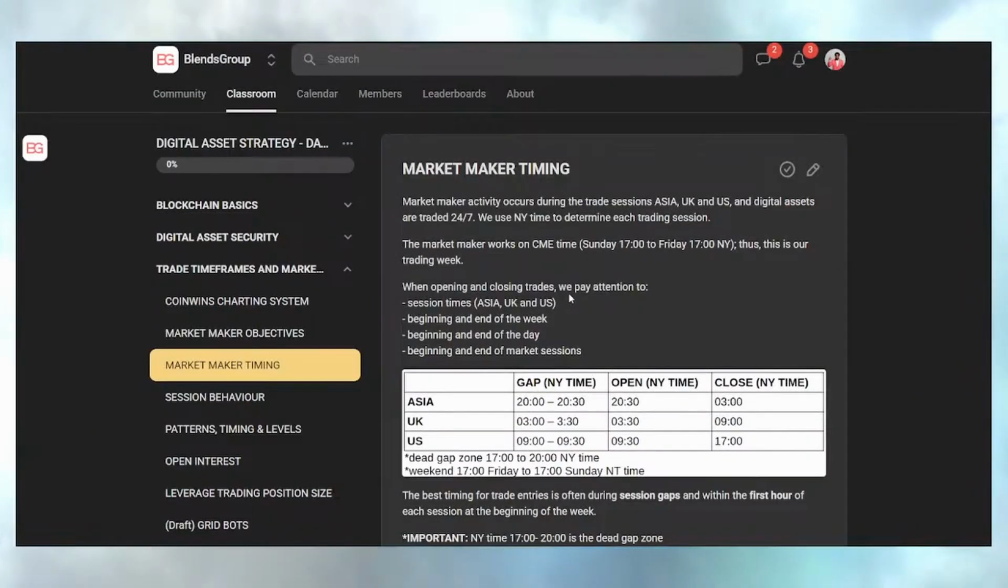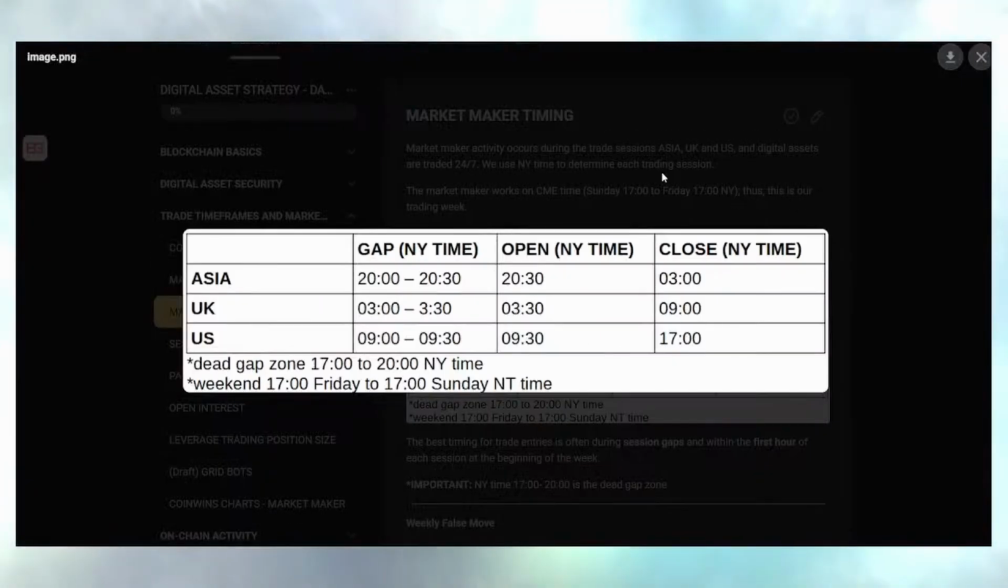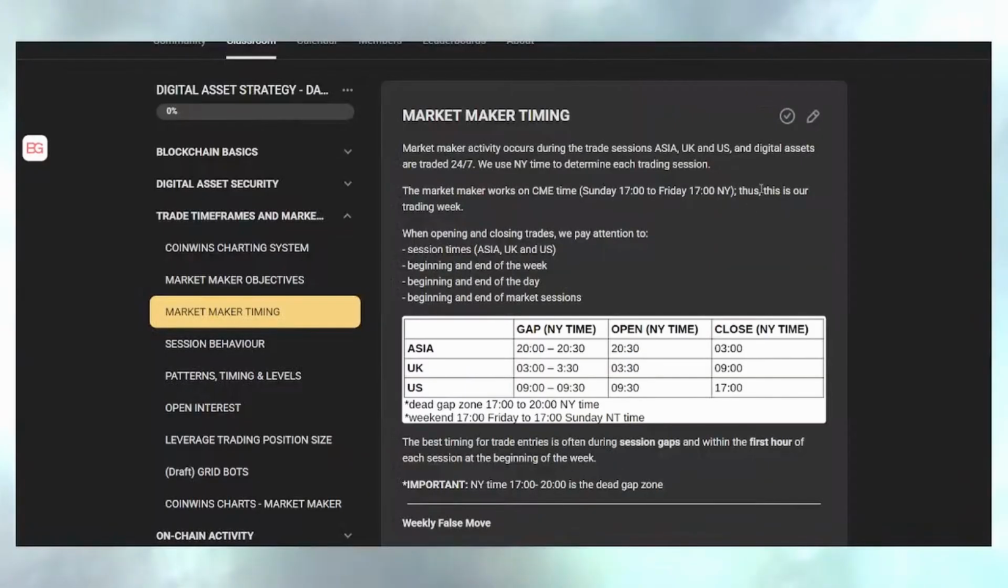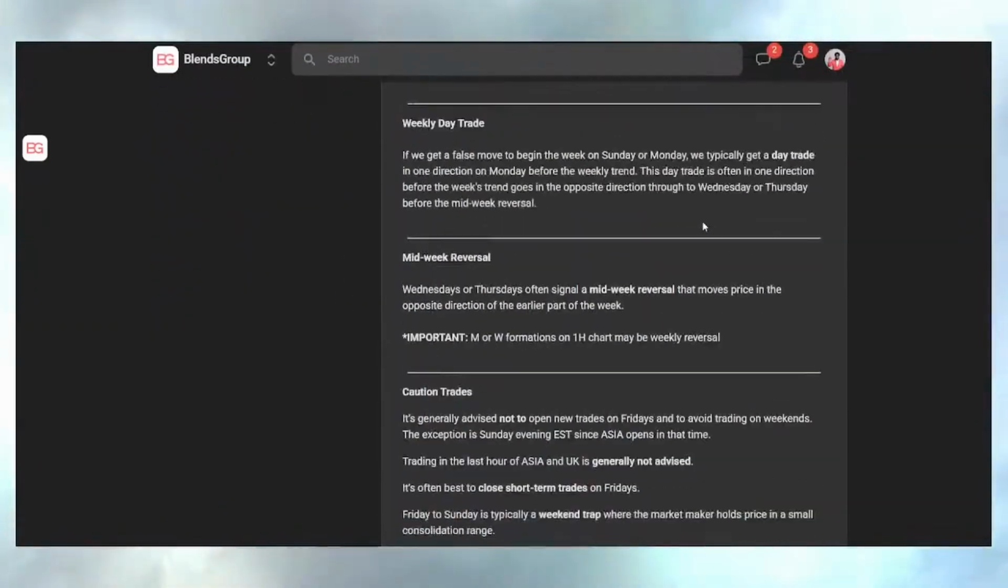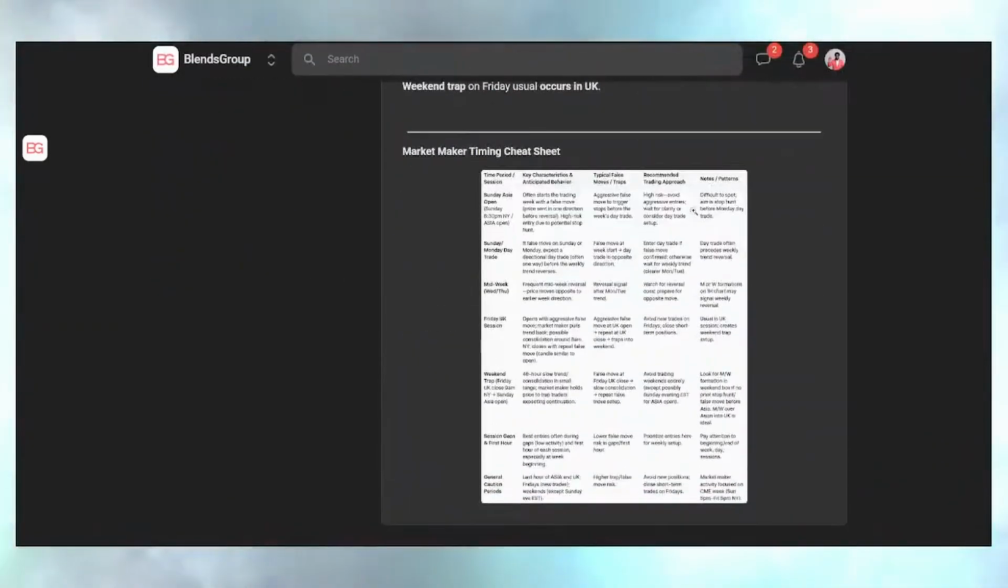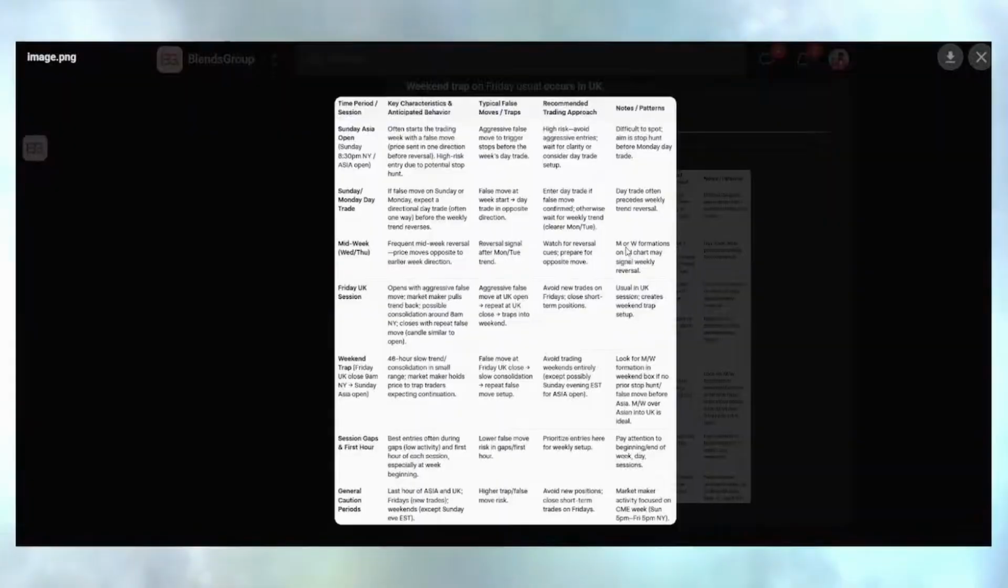The timing is really important. This is very, very important to note: the time of the market maker is based on NY time. So keep that in mind. That's super critical. But there's a lot more detail here that you can dive into. I have a huge cheat sheet here that you can just right-click the screen, download, and it's right there.